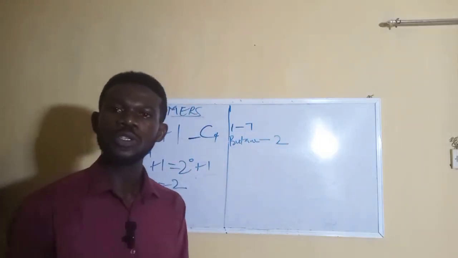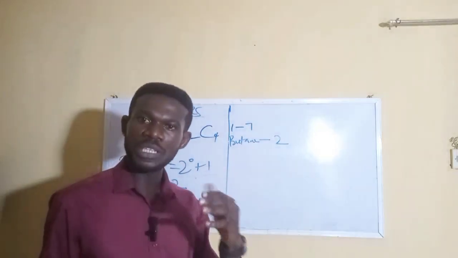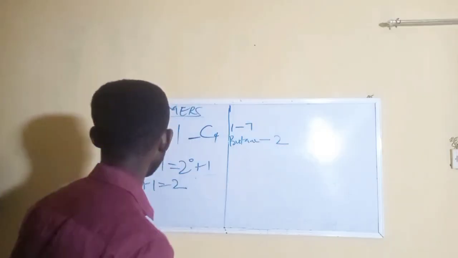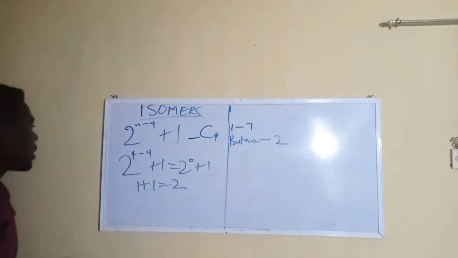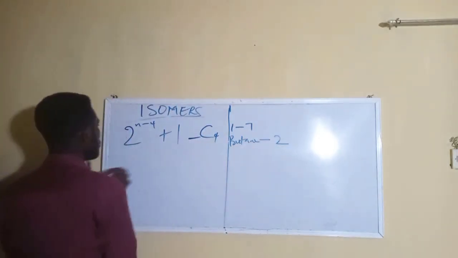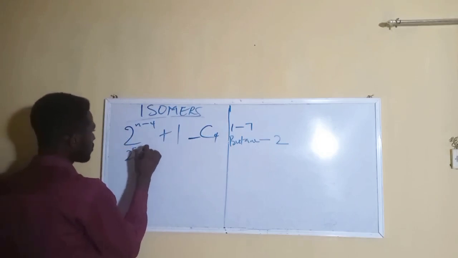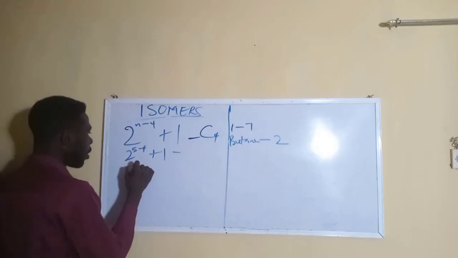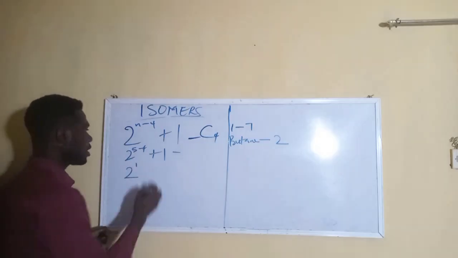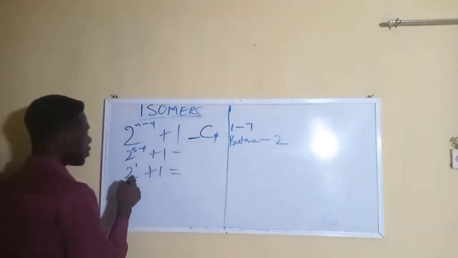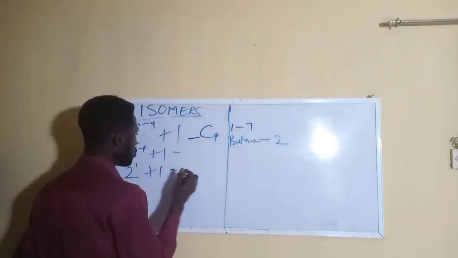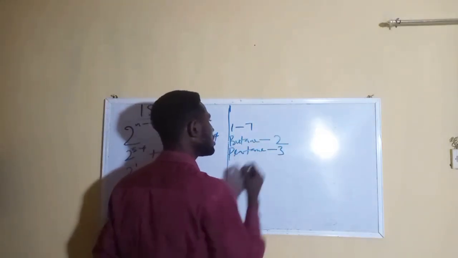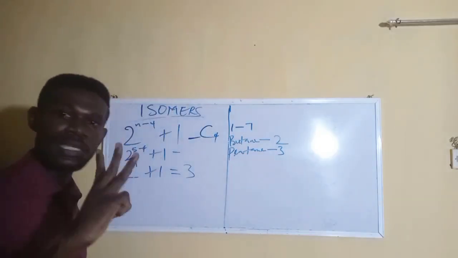But if you want to talk about pentane, which is number 5, you have 2 raised to power (5 minus 4) plus 1, and that will be 2 raised to power 1, because 5 minus 4 is 1. 2 raised to power 1 is 2, and 2 plus 1 is 3. So pentane possesses 3 isomers.